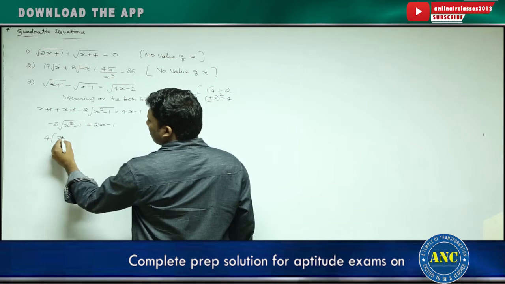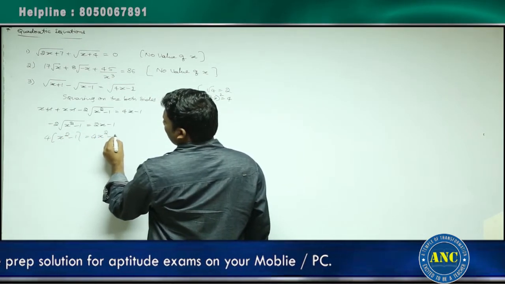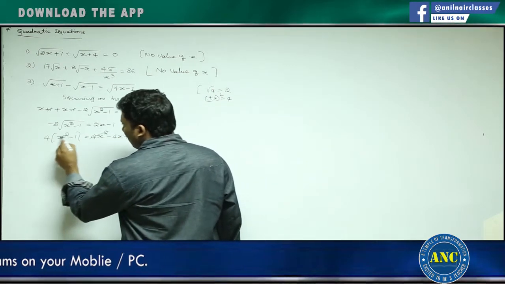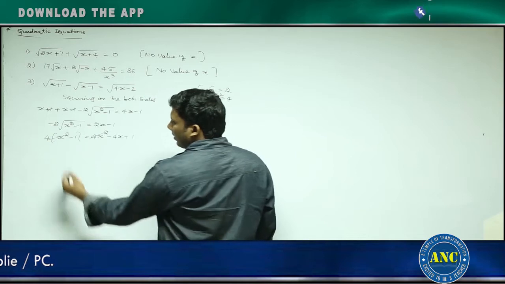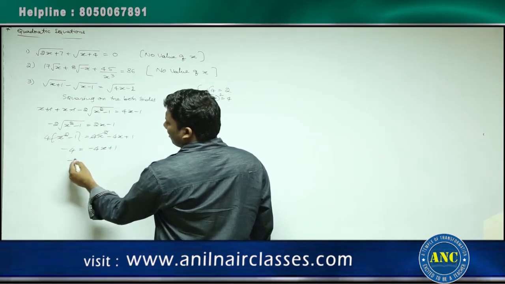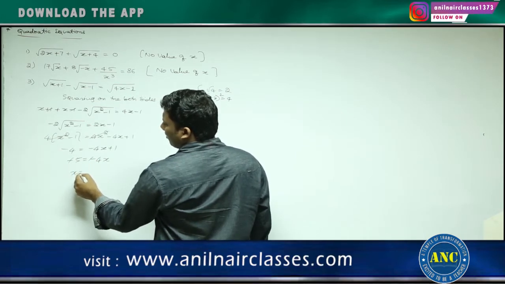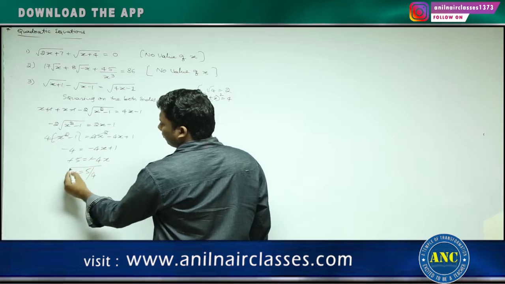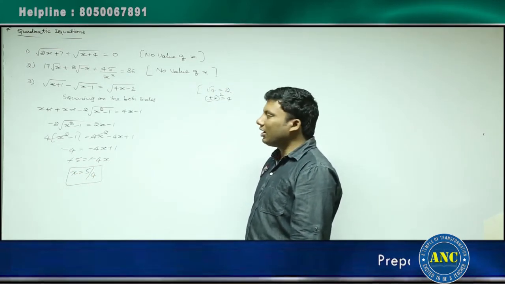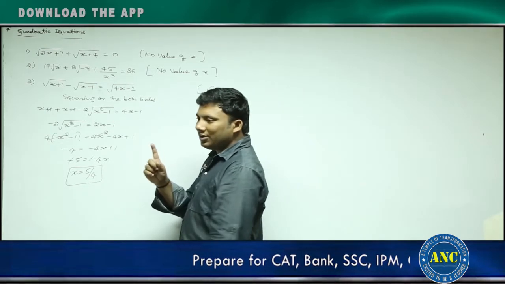Squaring on both sides, 4 into x square minus 1 is 4x square minus 4x plus 1. 4x square cancels. Minus 4 equals minus 4x plus 1. Minus 5 equals minus 4x. X will be 5 by 4. You will tick mark the answer as x is 5 by 4. So how many values? 1.